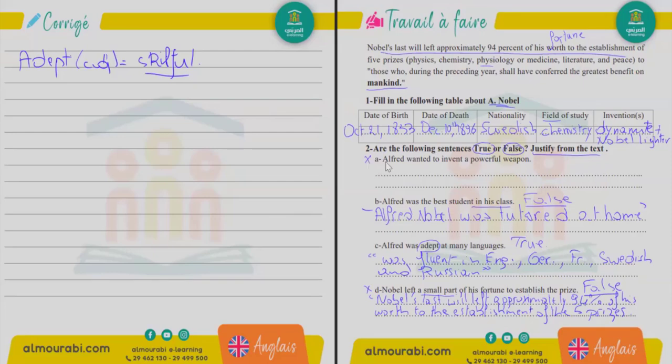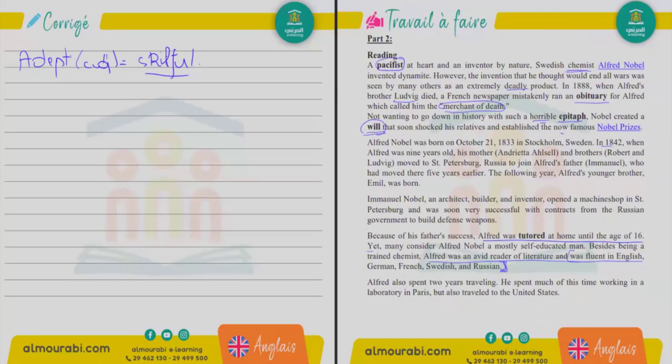A. Alfred wanted to invent a powerful weapon. Was it his intention to invent a powerful weapon? You will tell me, true or false. Coming back to the first paragraphs of our text here.